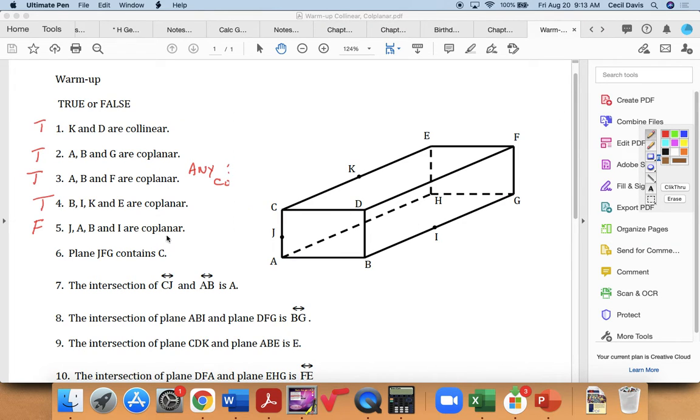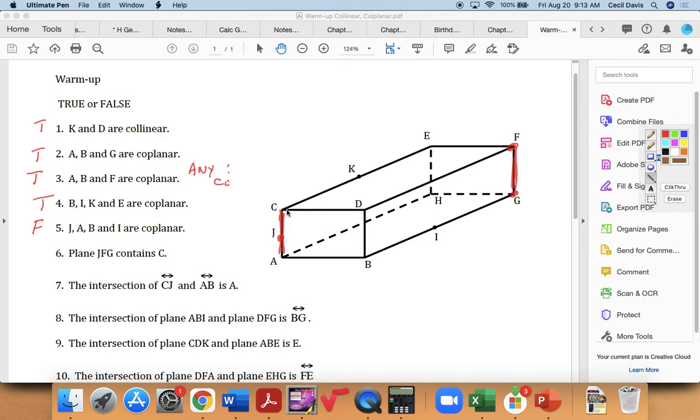So for number 6, plane J, F, and G. J's here, F here, G here. And they're talking about that plane, and you're like, okay. Well, again, parallel lines I think really help out. FG is most obviously on this line. And the line that goes through J that's parallel to that is this line CA.